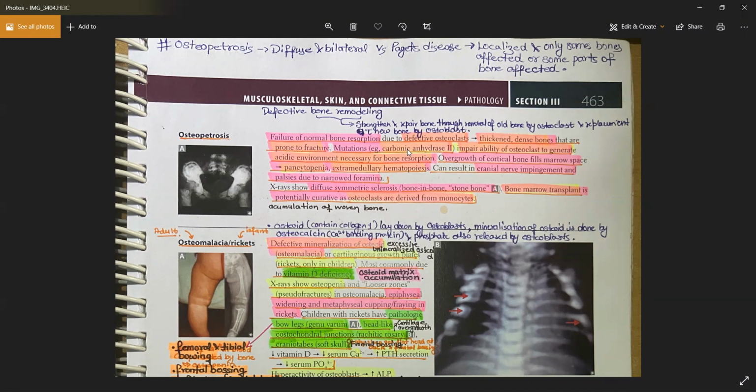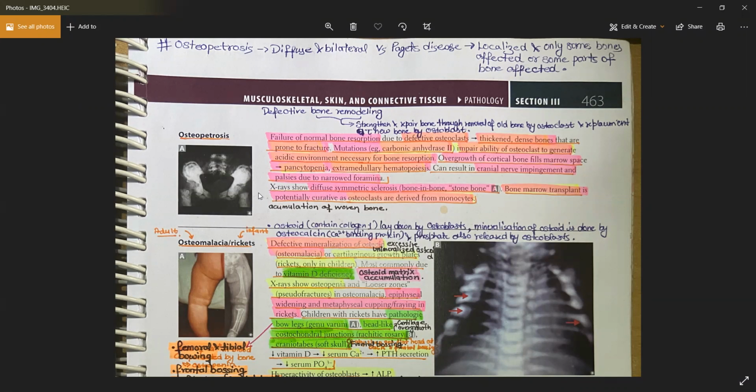Okay, and because of that, the patient can also have the nerve impingements, right, due to narrow foramina. Okay, the space where your nerves exit the spine will become very narrow, and as a result, the impingement occurs that can lead to the radiculopathy also. Okay, so a radiculopathy, the cranial nerve impingements can also happen, pancytopenia, fractures. These are all for the osteopetrosis.